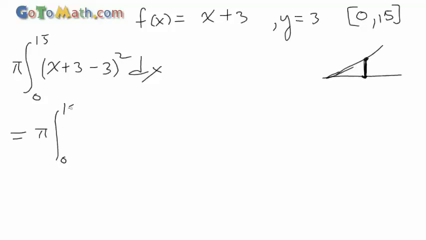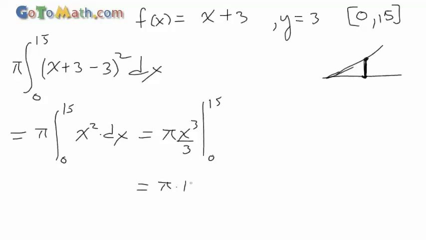0 to 15. And this is x squared dx. And we can now take the integral. Let's just do it right here. So pi x cubed over 3, going from 0 to 15. All right, so we go ahead and plug our stuff in. So we got pi times 15 cubed over 3 minus 0.